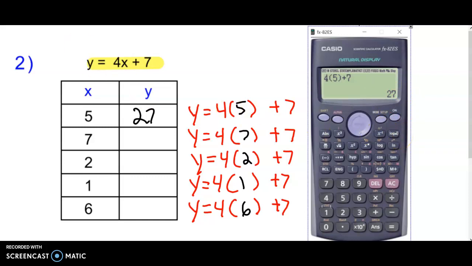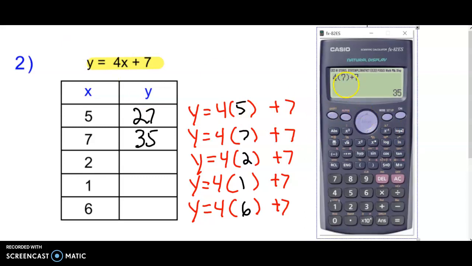Now I'm going to type the next one in. 4 times 7 plus 7. I get 35. Put that in, and you just keep going all the way down until you fill out your table. And that's it.